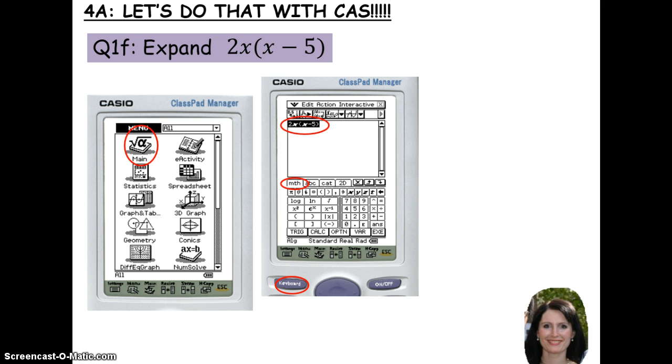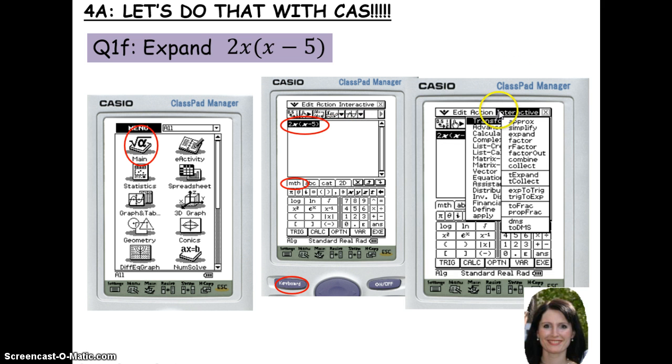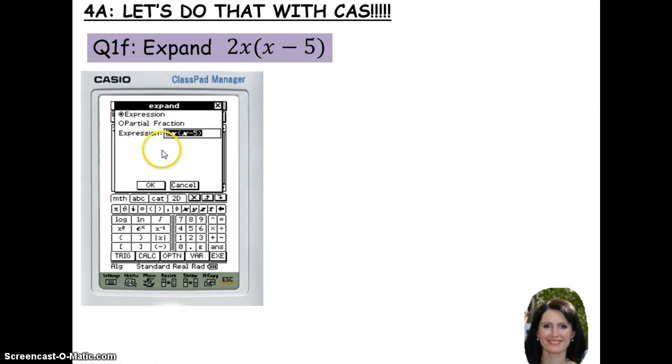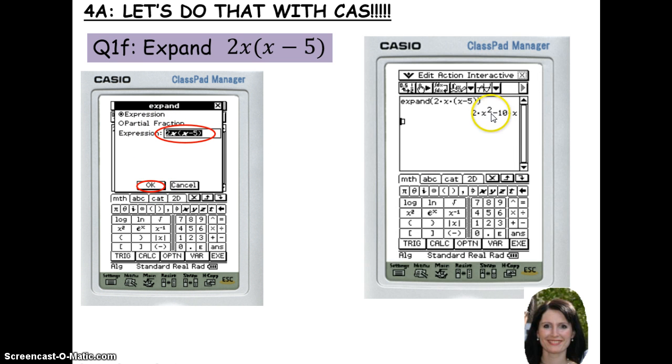Once you've done that, we go to interactive. Under the interactive menu, there is transformation. We click on that and then into expand. Clicking on expand takes us to this page here. There is a little dot in the circle next to expression and our 2x, x minus 5 is written in the expression box there. Click OK and we get the answer of 2x squared minus 10x.